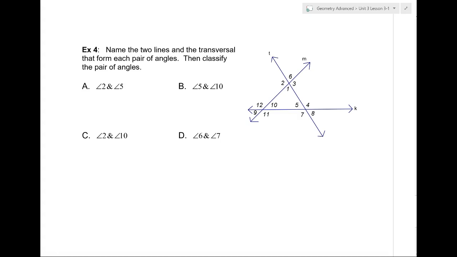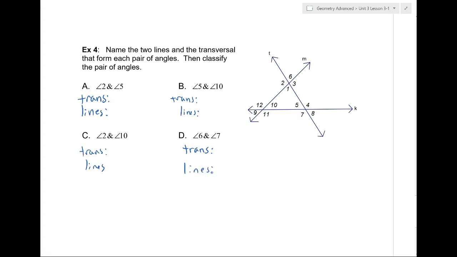All right, now it says a few things here. It says, name the 2 lines and the transversal that form each pair of angles. Then classify the pair of angles. So let's do it like this. I think it's easier to name the transversal first, then name the lines, and then name what type. Are you guys with me? I'm going to write this down so I don't forget, and if the bell rings, we can fill it in quickly. But we need to name what type.